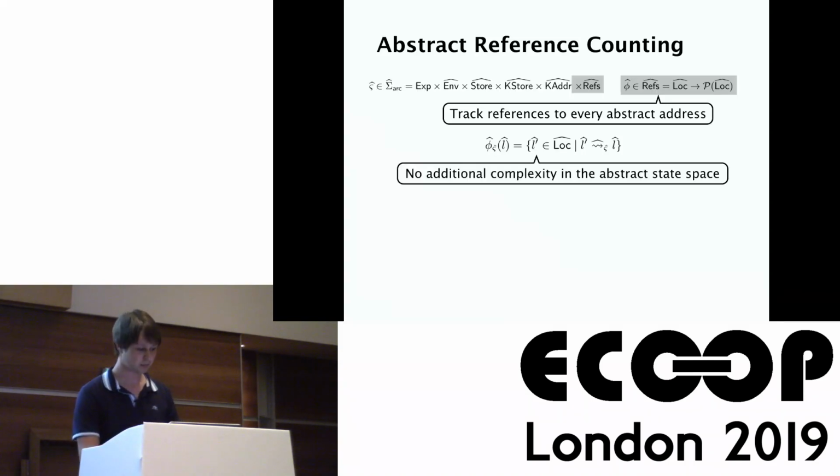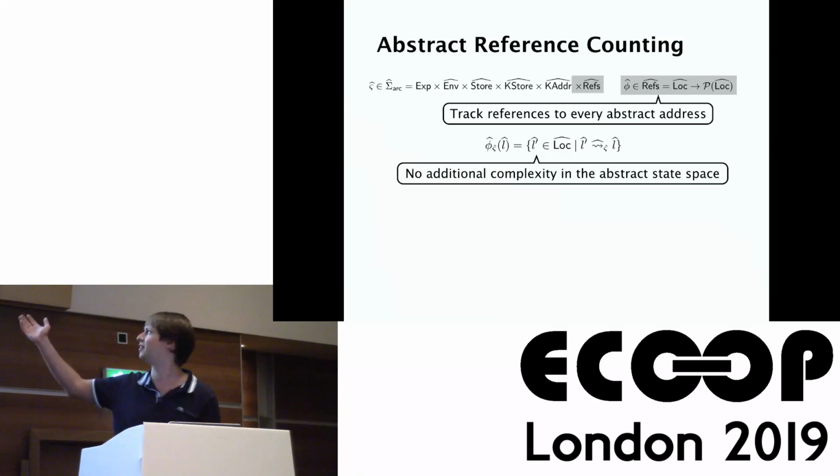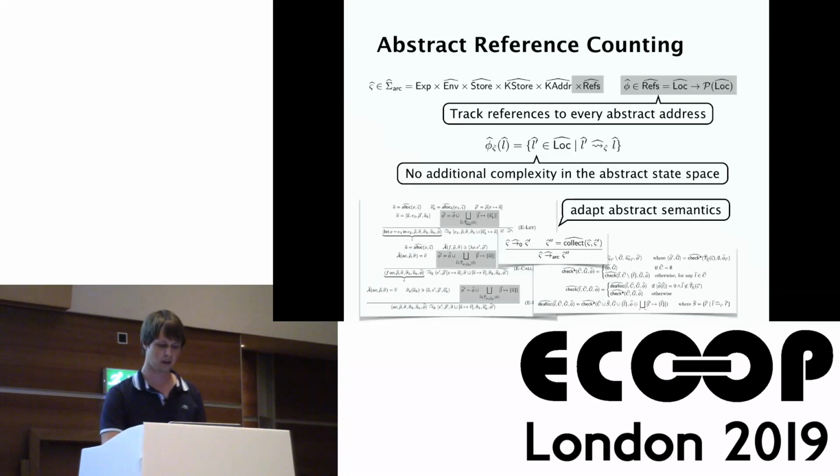So once you no longer have any references to L, this set will be empty and L can be garbage collected. A small side note, notice that even though we added a component here, we didn't actually increase the complexity of the analysis, because, well, this new component is defined entirely in terms of the existing components in the abstract interpreter. And then what's left to do is to adapt the abstract semantics, of course, to ensure that we correctly maintain the references for every abstract address, and to ensure that an abstract address is reclaimed as soon as it no longer has any references.